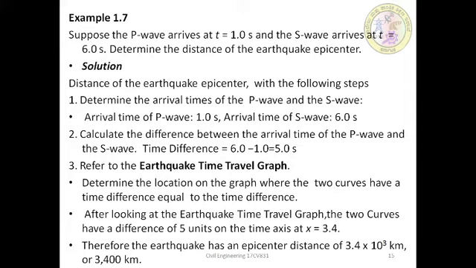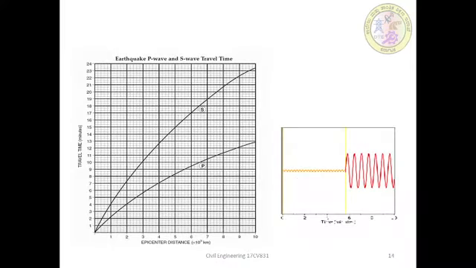Now we have to calculate the difference between the arrival times of the P and S waves, so the time difference is 6 minus 1, which is nothing but 5 seconds. Now refer to the earthquake time travel graph. Here in the graph, we have to determine the location where the two curves have a time difference equal to this time.